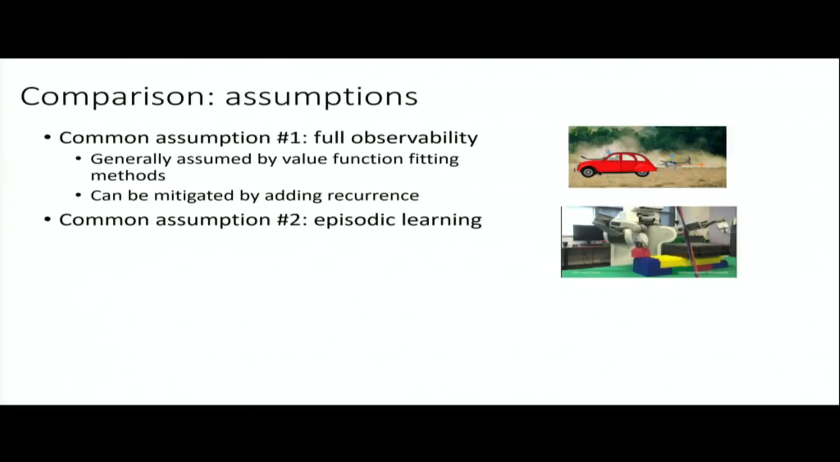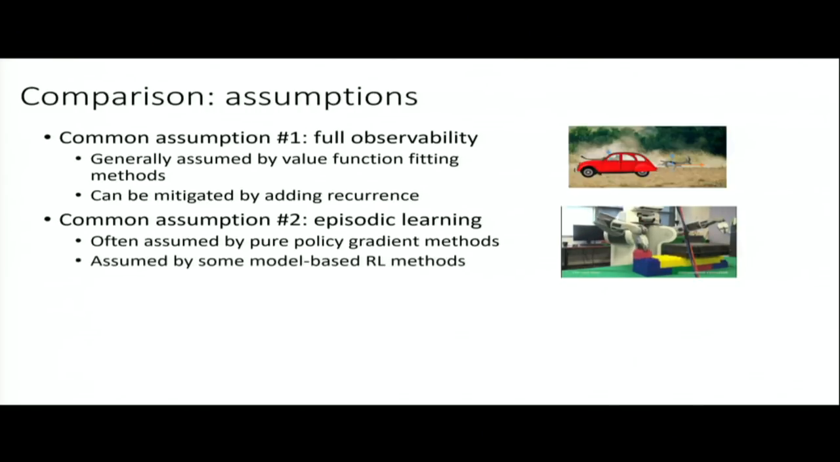This is a robot that's doing some episodic learning, so it keeps trying to put the Lego block in that spot, and an episode is of well-defined length. This is often assumed by pure policy gradient methods that don't use a value function approximator, and it's also assumed by some model-based RL methods.